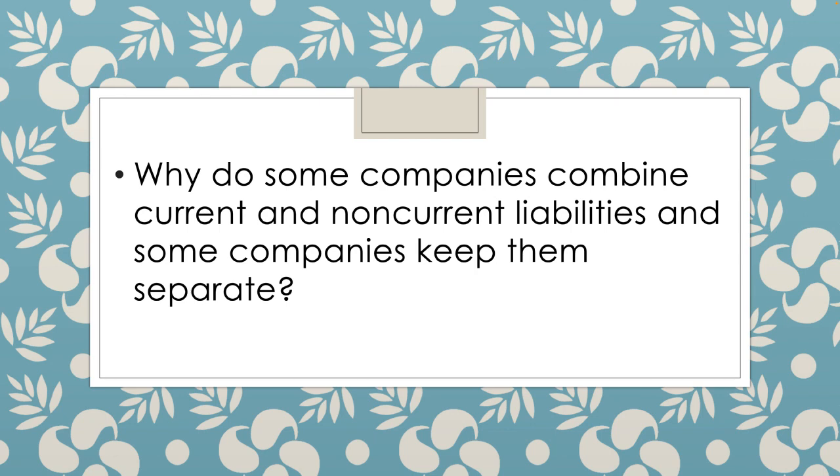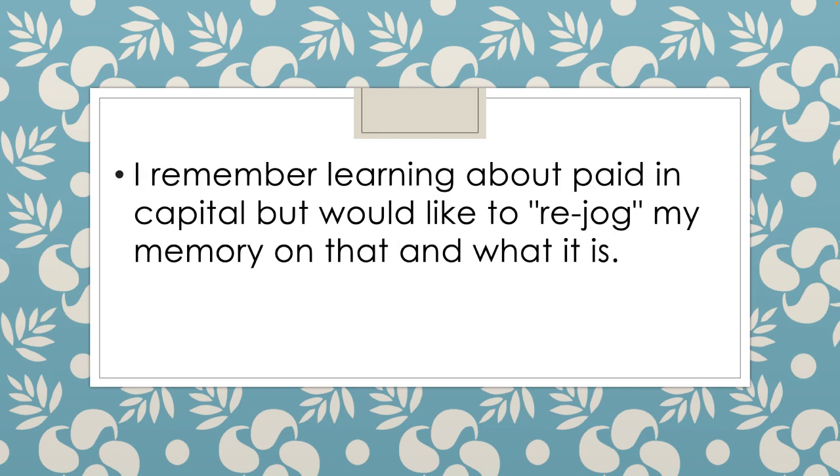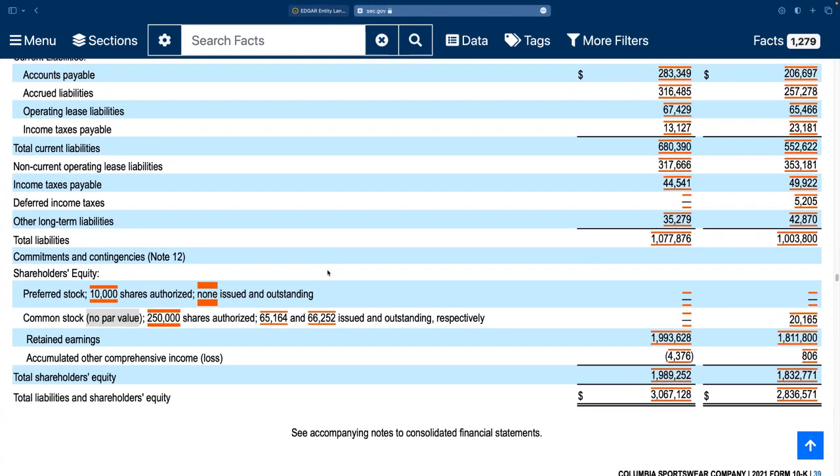That's basically it. So I know that's not a very satisfactory answer, but that's what it is. I remember learning about paid-in capital, but would like to re-jog my memory on what it is. I'll just use Columbia's balance sheet here, okay?